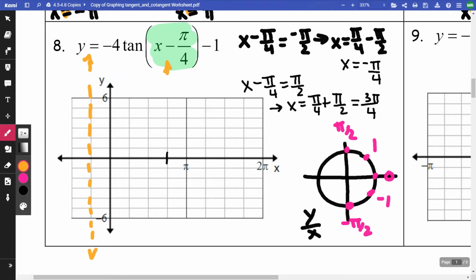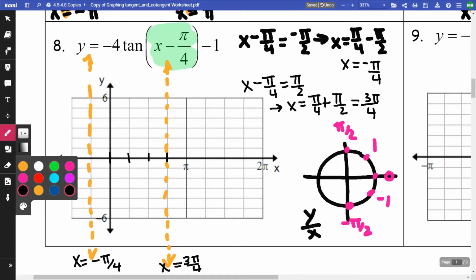And here. So the equations for this: x is equal to negative pi fourths, and this is going to be x is equal to 3 pi fourths. And I need 1, 2, 3 marks, so I've got those. My vertical shift is up or down at -1.